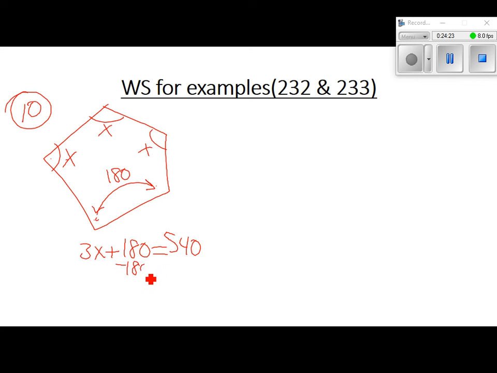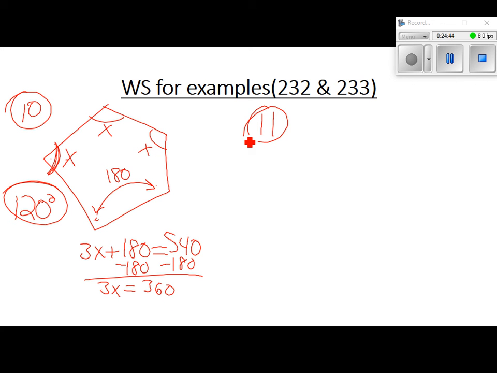Minus 180. Somebody do that for me. Then what do you do? Divide by 3. What do you come up with? So what's this angle right here? So that's our answer, 120 degrees.